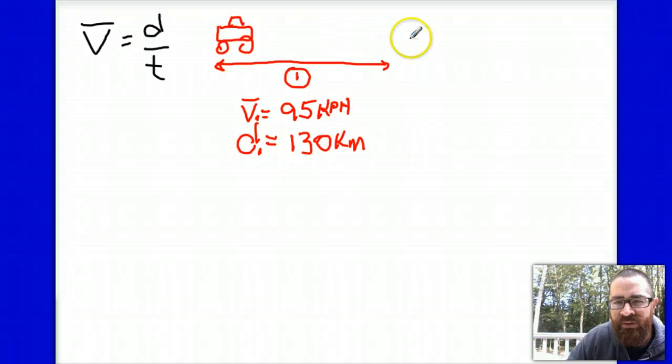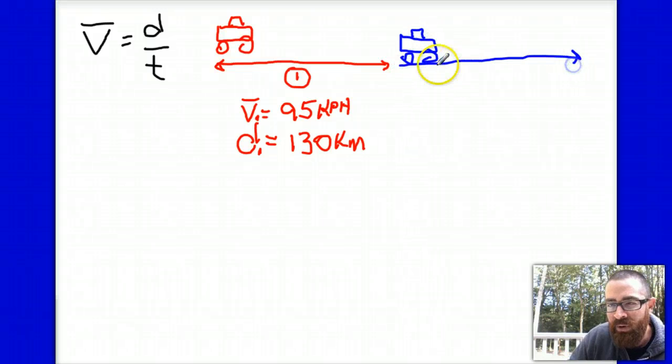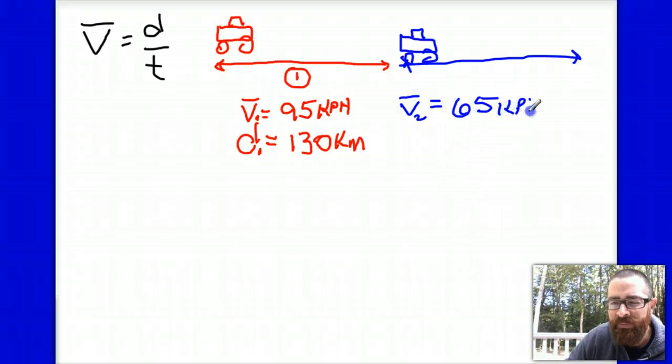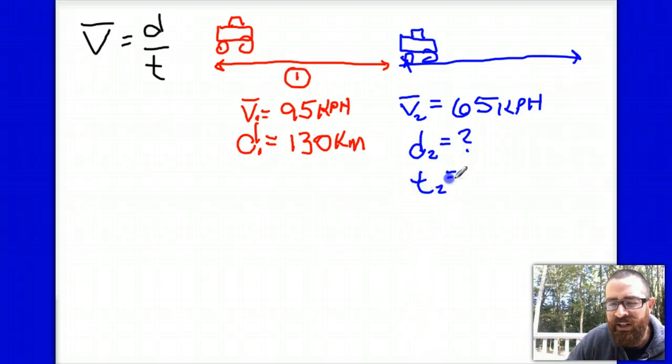Secondly, after you hit this rainstorm, the car and the driver slow down to a more sensible 65 kilometers per hour. So I'm going to call that average velocity 2, 65 kilometers per hour. And the distance traveled during that second interval is not known. And likewise, the time traveled during the second interval is not known. So these two unknowns create a problem.